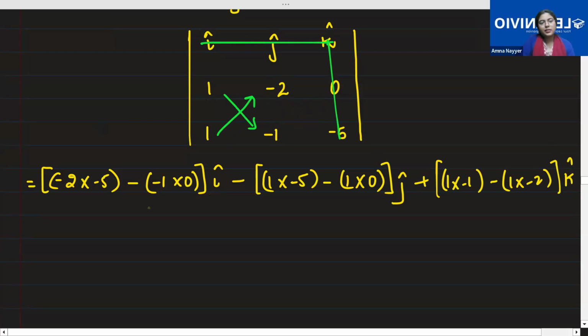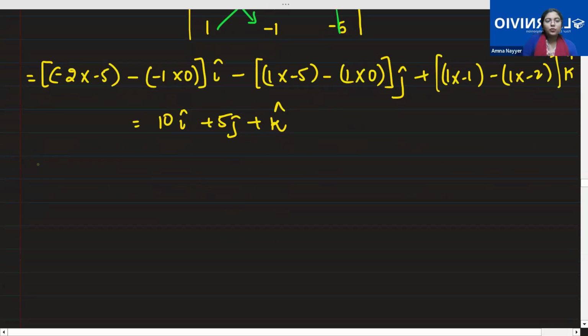See from here what it is. This is 10, all this is 0, so 10 i cap. This is minus 5, 0, so plus 5 j cap. This is minus 1 and this is minus 2, right? Minus 2 into 1 is minus 2. This is minus 1, minus minus will become plus, so 2 minus 1 is 1, so plus k cap. This is just our v cross B. Then we add the electric field plus this v cross B.